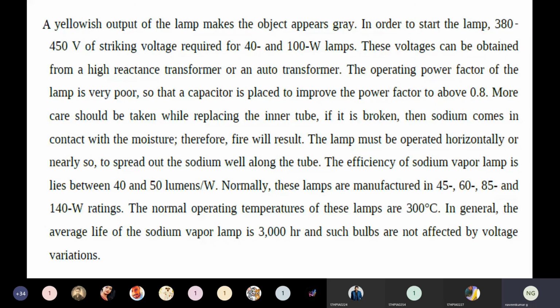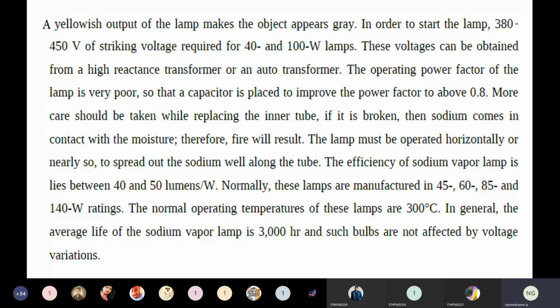The efficiency of the sodium vapor lamp is 40 to 50 lumens per watt. These lamps are manufactured in these wattage ratings: 45 watt, 60 watt, 85 watt, 140 watt, etc. The normal operating temperature of the lamp is 300 degrees centigrade, and the average lamp life of a sodium vapor lamp is 3000 hours, and they are not affected by voltage variations.